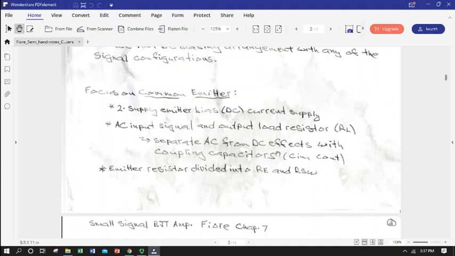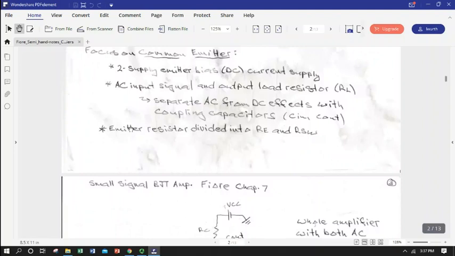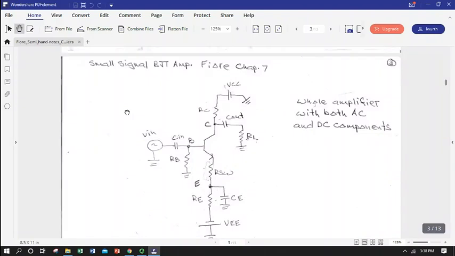So our coupling capacitors keep those straight. We'll see how they work. We're going to divide the effect of the emitter resistor into the portion that both the DC and AC signal pass through, and that's the swamping resistor, versus the portion that is only used for biasing. So we'll end up breaking up our emitter resistor into two series resistors, and then the rest of it is pretty much the same. So that said, here is a schematic.